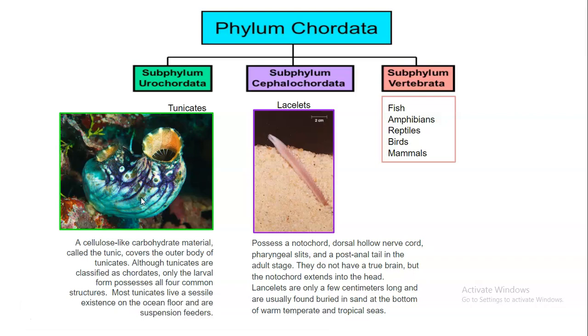Lancelets possess a notochord and a dorsal hollow nerve cord. They have pharyngeal slits and a post-anal tail in the adult stage. They don't really have a true brain, but the notochord extends into the head. They're only a few centimeters long, and they're usually found buried in sand at the bottom of warm, temperate, and tropical seas.